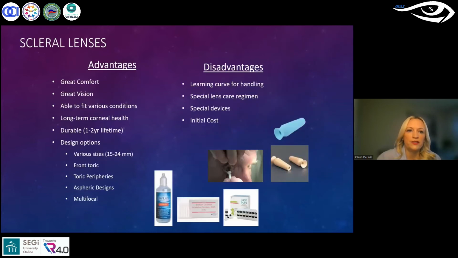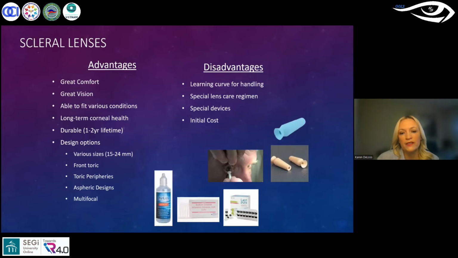Advantages and disadvantages. Initially, you have better comfort than the gas permeable lenses. So most of those patients right away are going to be comfortable if you have a good fit initially. Again, great vision. You're able to fit all different types of keratoconus. They're quite durable. The way that I tell my patients, they are durable, but they are breakable.